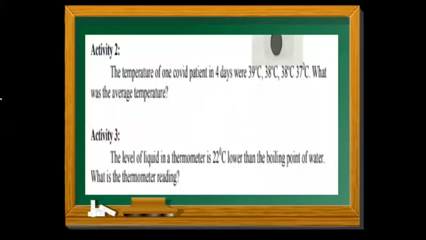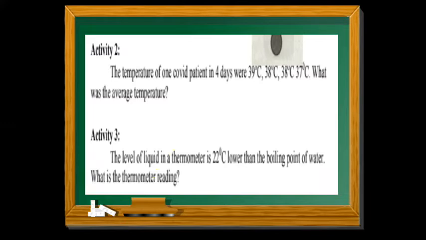And then we have activity number 2. The temperature of one COVID patient in 4 days were 39 degrees Celsius, 38, 38, 37. What was the average temperature? And we have activity 3. The level of liquid in a thermometer is 22 degrees Celsius lower than the boiling point of water. What is the thermometer reading?